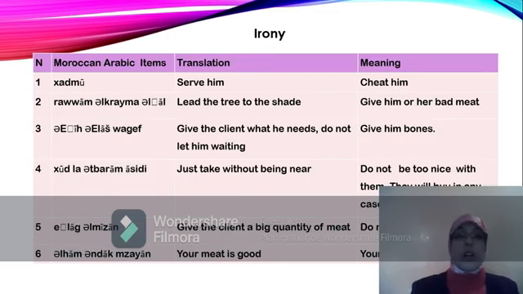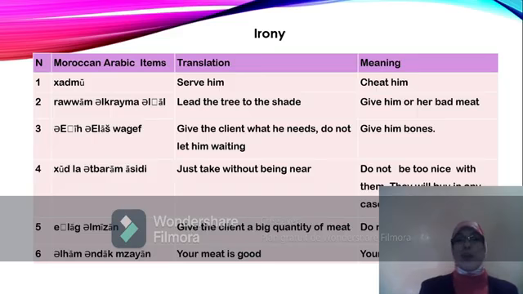Item number 2, روّ الكريمة للظل. That is translated, lead the tree to the shade. So what does it mean? Give him or her bad meat.